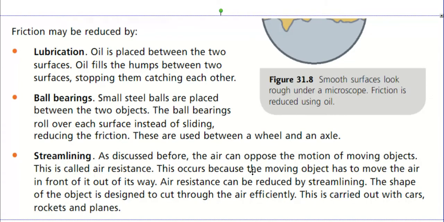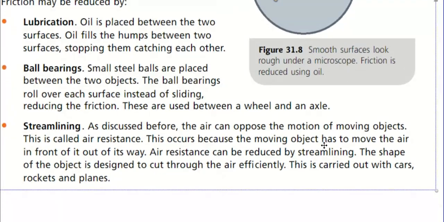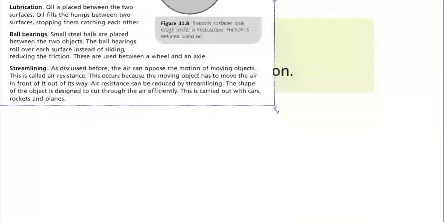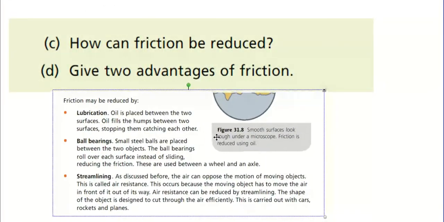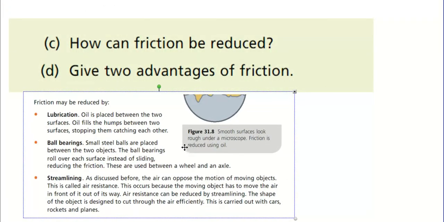Streamline. As discussed before, the air can oppose the motion of moving objects. This is called air resistance. This occurs because moving objects have to move through the air in front of them. Air resistance can be reduced by streamlining. Okay, so look, there's our answers to how can friction be reduced.